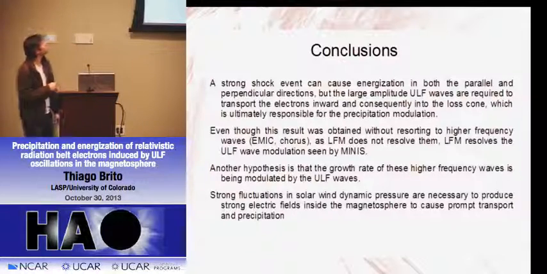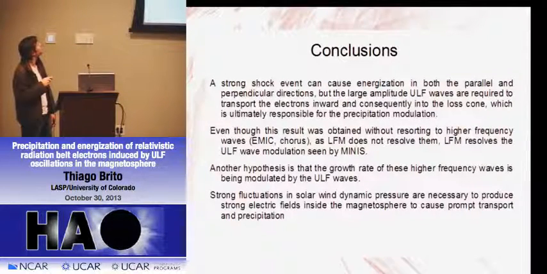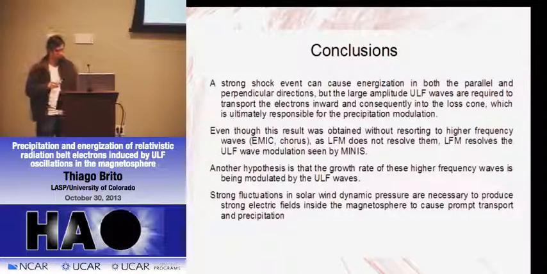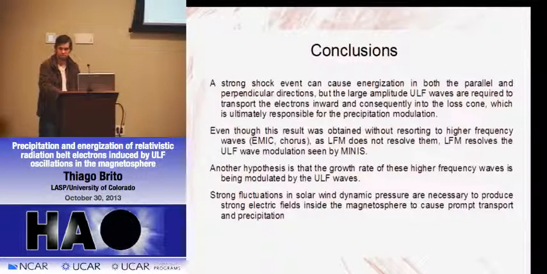So the main conclusion of all this is that a strong shock can cause energization in the parallel and perpendicular direction, but we need a large amplitude ULF for the radial transport to be strong enough to drive the particles into the loss cone. This result was obtained without the higher frequency waves, which can also scatter the electrons. But of course, this is also another hypothesis for the modulation observed. And this is it. Thank you.